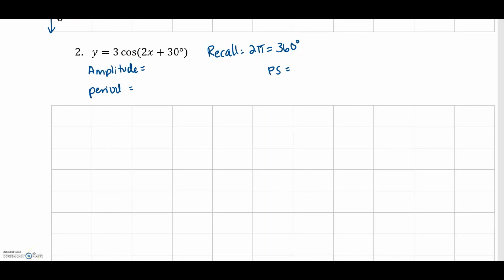We can calculate the amplitude, which is 3, the period, which is 360 degrees divided by our b value of 2, is equal to 180 degrees, as well as our phase shift, which is negative c divided by b, or negative 30 degrees divided by 2, which is negative 15 degrees.